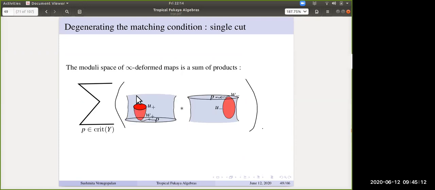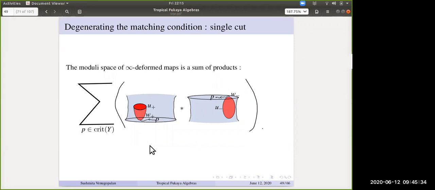So both these objects on either side of the node can be counted independently of each other because there is no longer a matching condition. All you have to keep track of is which critical point P is in question, and those can just be counted.